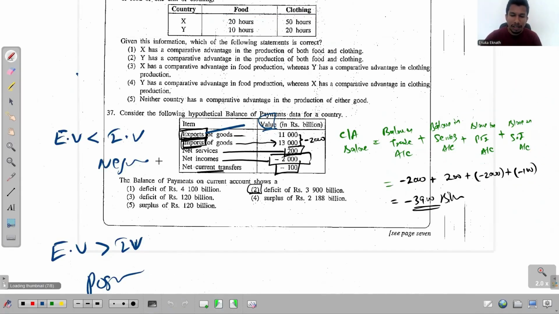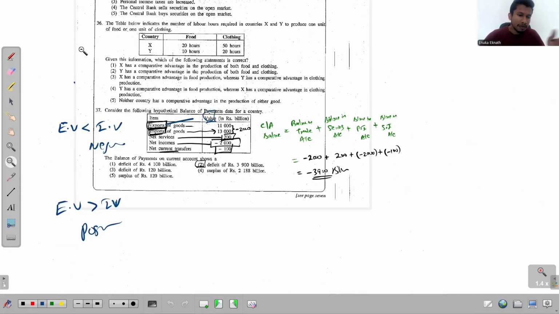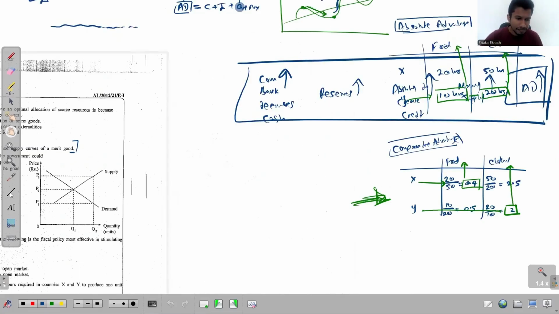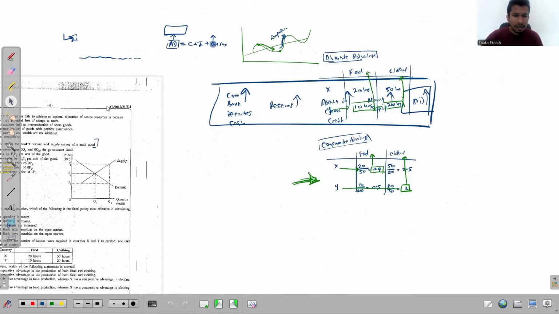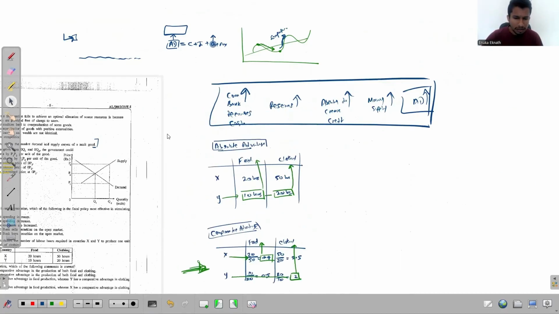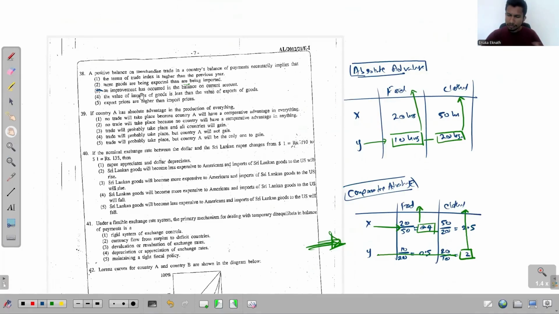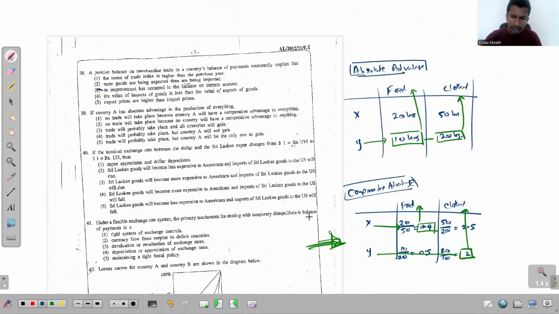What was the one we did earlier? That earlier one, this question 36. Wait, I'll take that table. I don't know whether I have that table. Yeah, I have it. So we need this. Right, now look at this one. This is the same, the same two tables we developed for this question number 36.